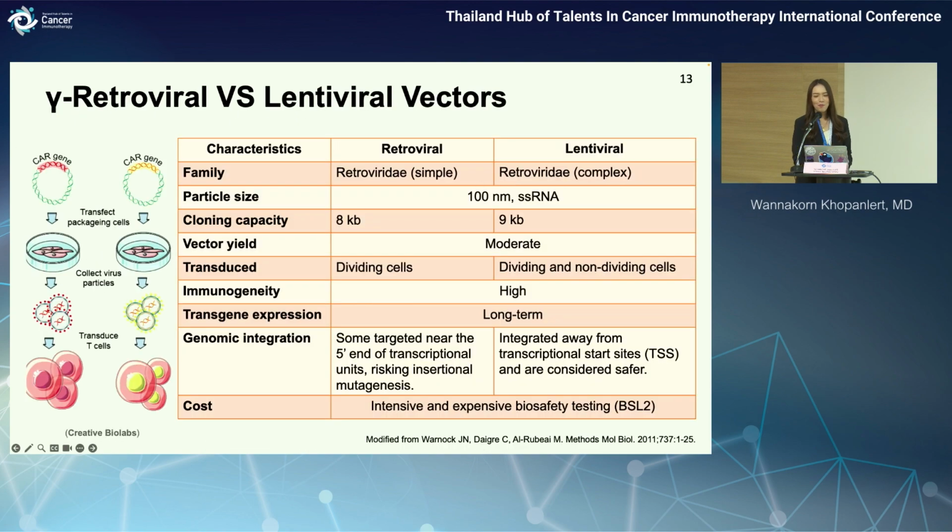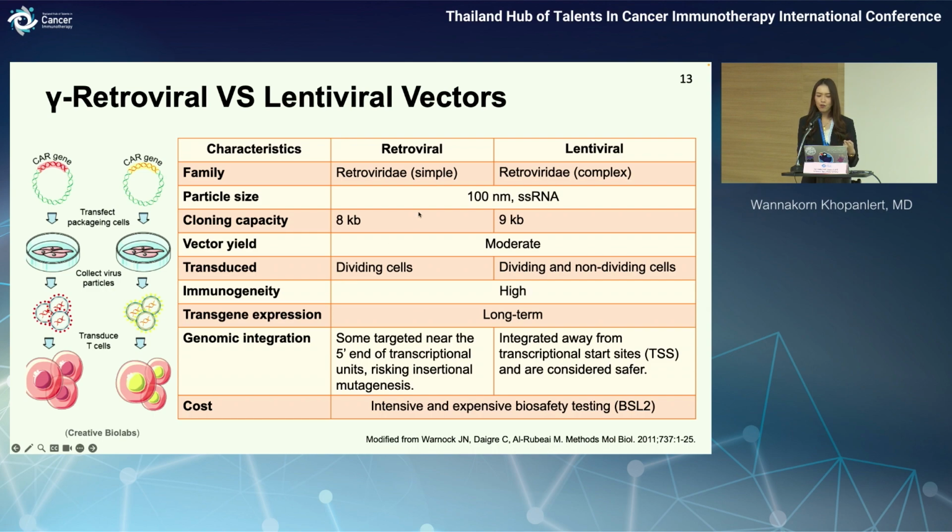So to generate CAR T cells using viral vectors, genes were transfected into the packaging cells, the viral particles were collected, and then transduced into the T cells. And this table also summarizes the two viral vectors that I mentioned. Importantly, both of the viral vectors offer stable gene insertion.